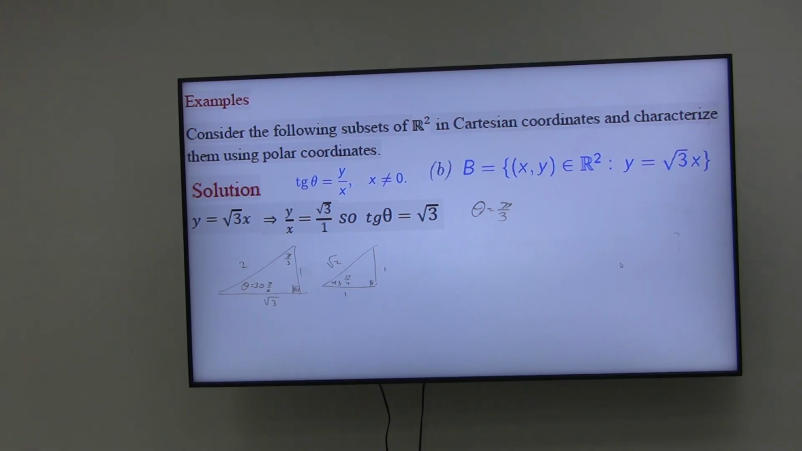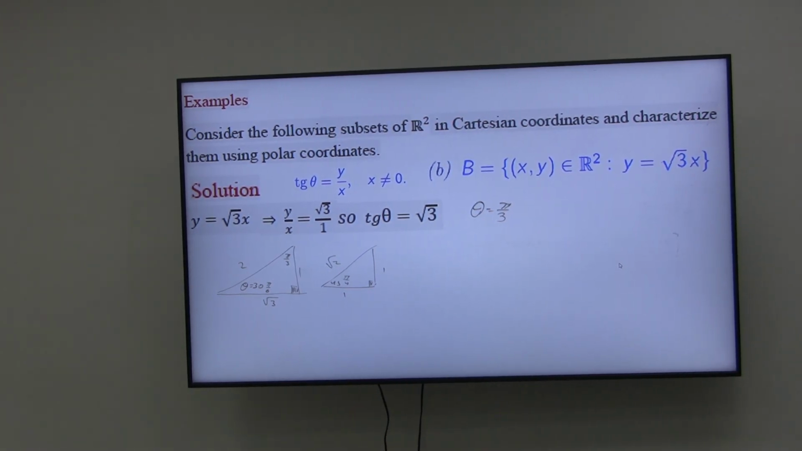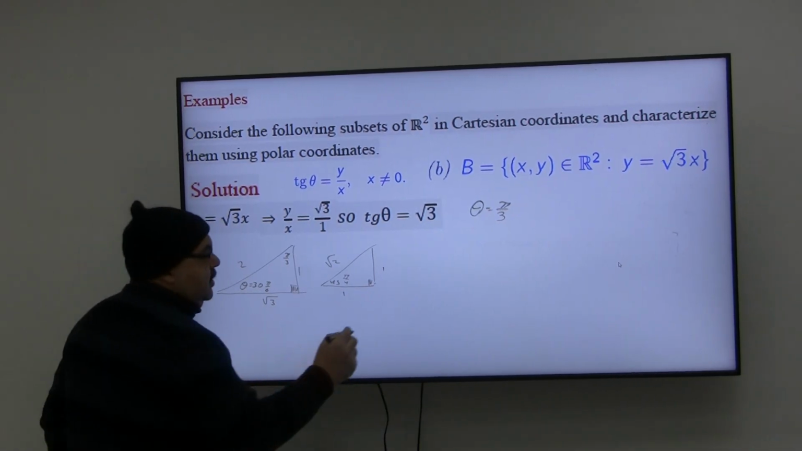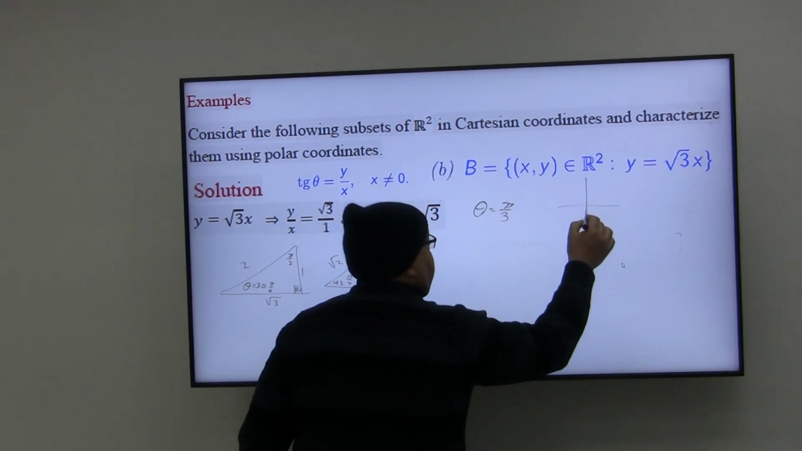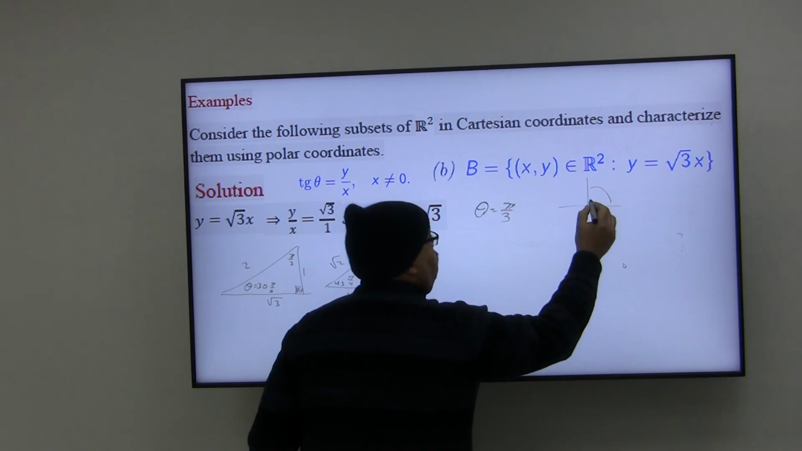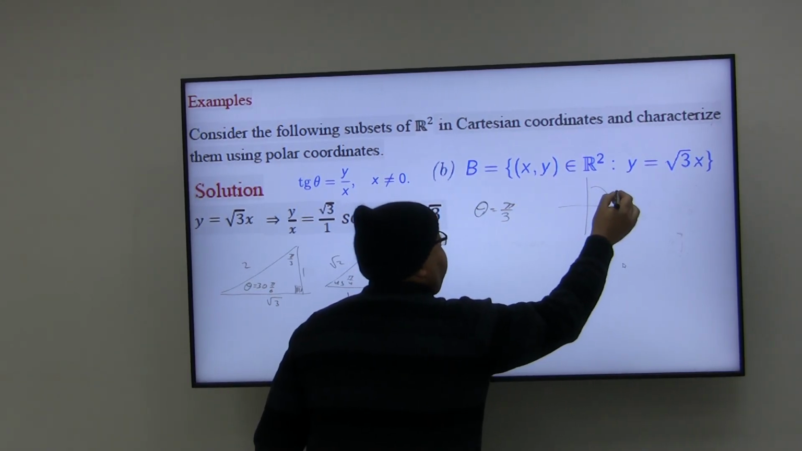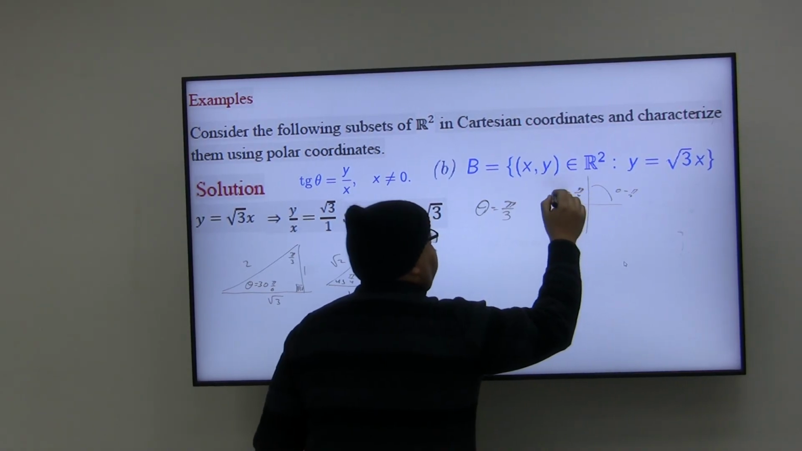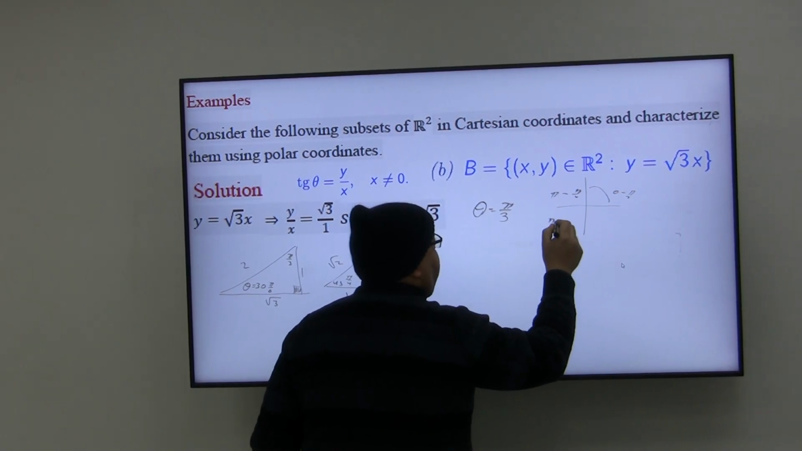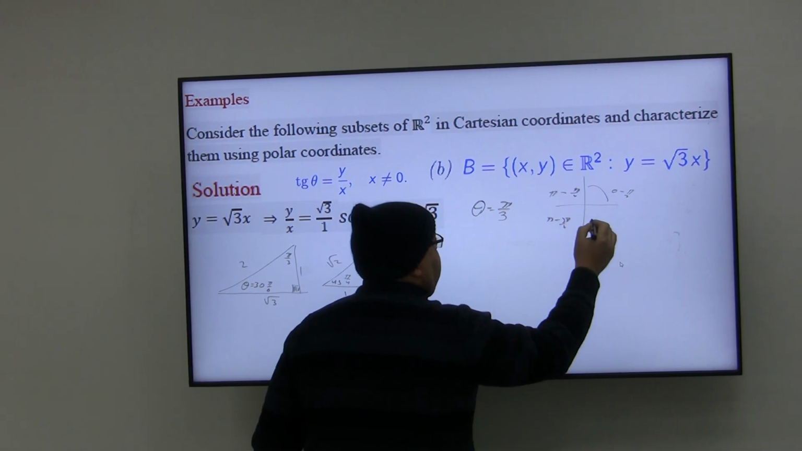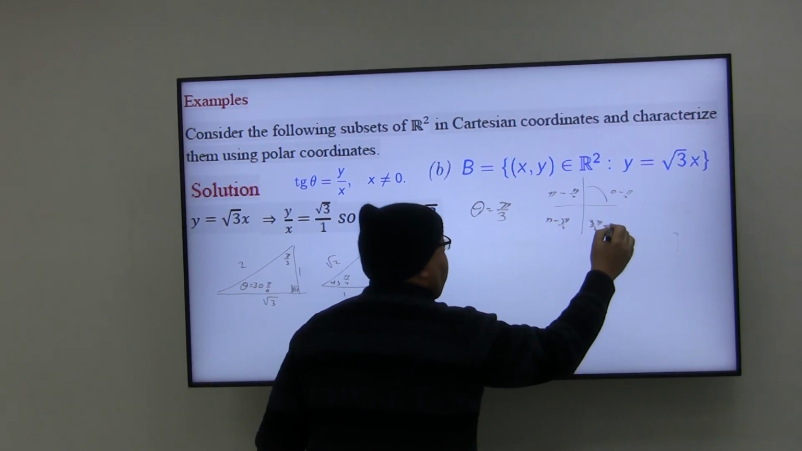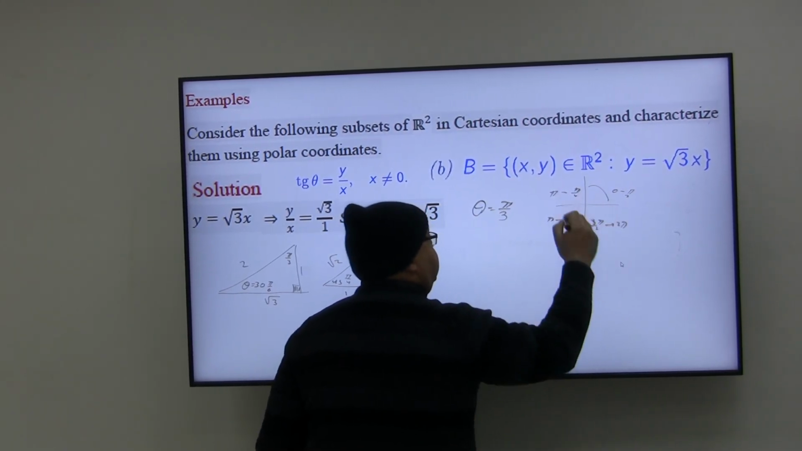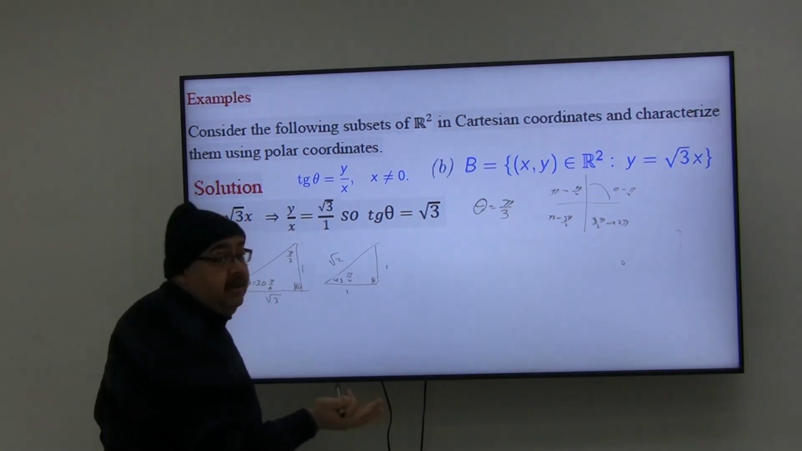Of course, you are right, Ms. Fatin, that we should also keep in mind that theta is like this. In this part, you will have your theta running from 0 up to pi over 2, and here from pi over 2 to pi, and here from pi up to 3 pi over 2, and here from 3 pi over 2 up to 2 pi. These are the angles. This is very, very important.